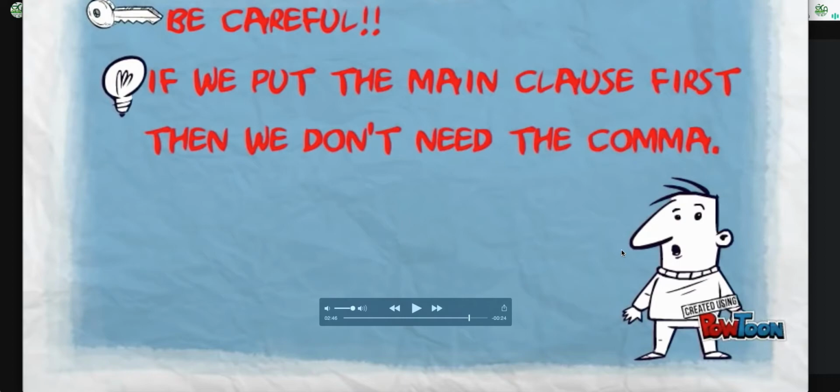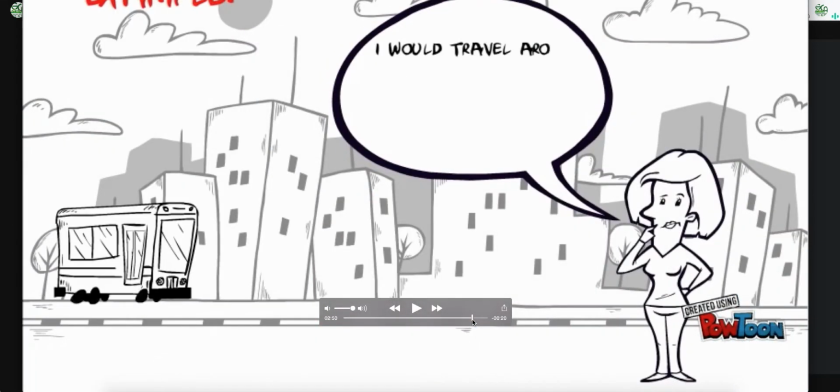So, Jose, can you please help me reading this part? Be careful. If he put the main clause first, then we don't need the comma. So this is what I was telling you. This is the answer to your question. Lo que te estaba diciendo. Si lo pones primero, no tienes que poner la coma.